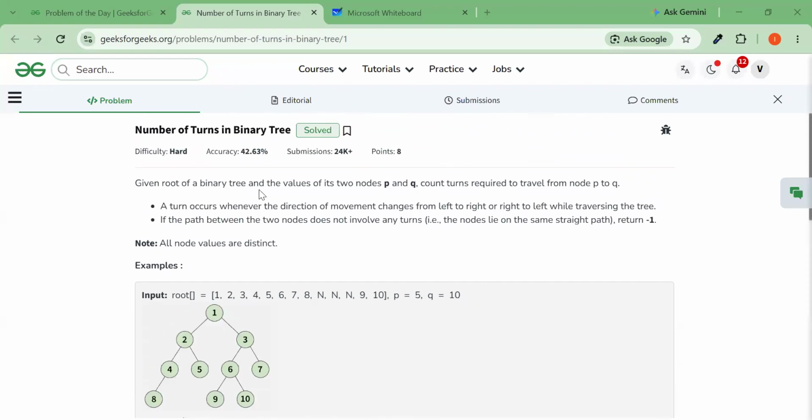Hello everyone. So today we are going to solve the 22nd of August GFG Problem of the Day. That is Number of Turns in a Binary Tree.